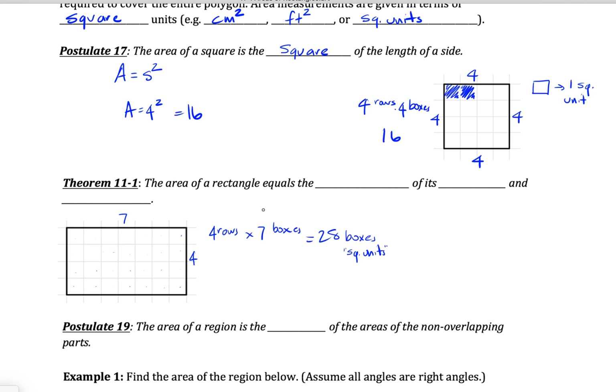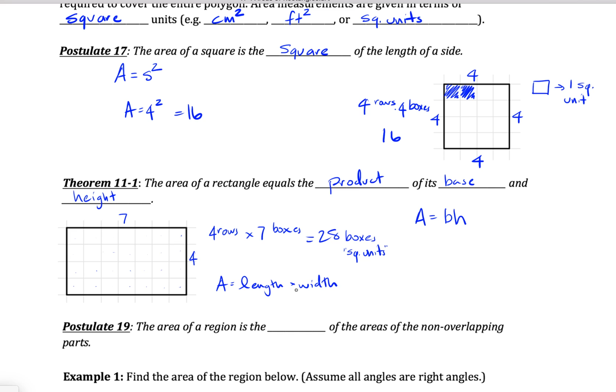But really, what we're doing there is taking the product of the base measurement and the height measurement of the rectangle. So we could say that the area of a rectangle is equal to base times height. You've probably heard it before as length times width. Area equals length times width is often the way it's taught, or the way the area formula for a rectangle is referred to.